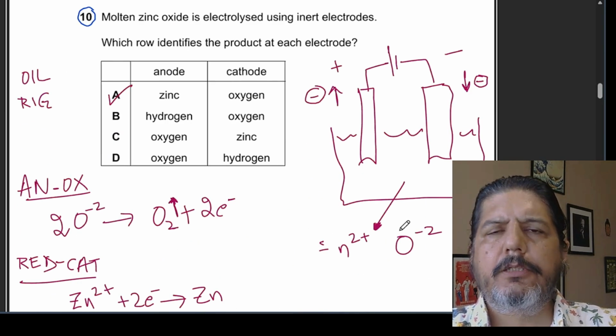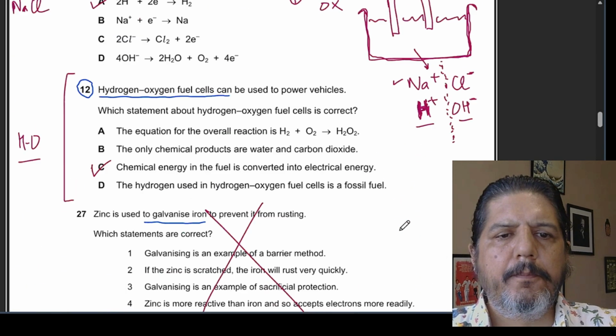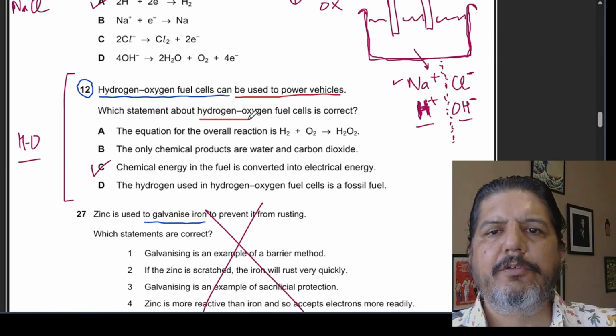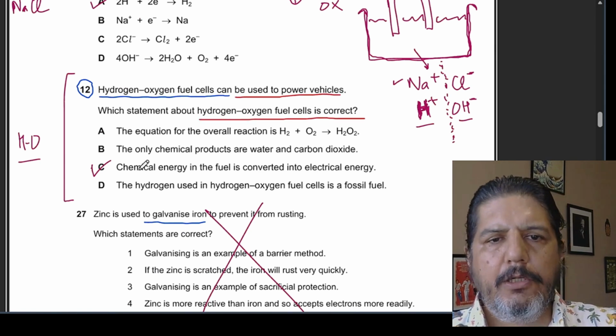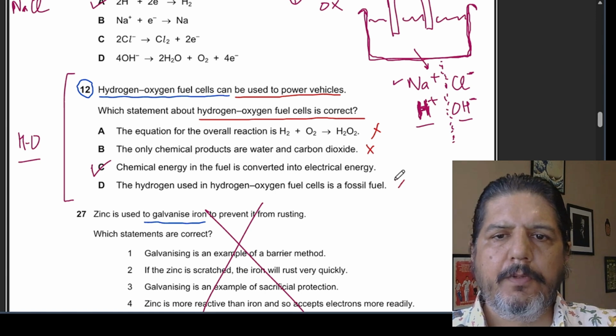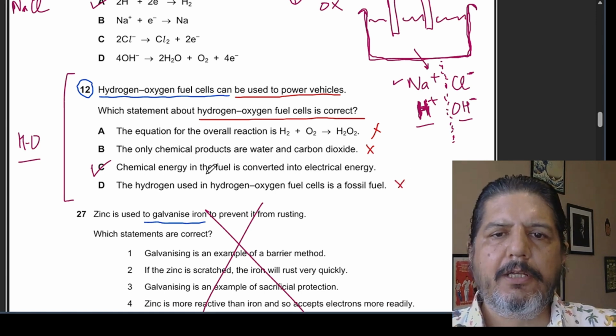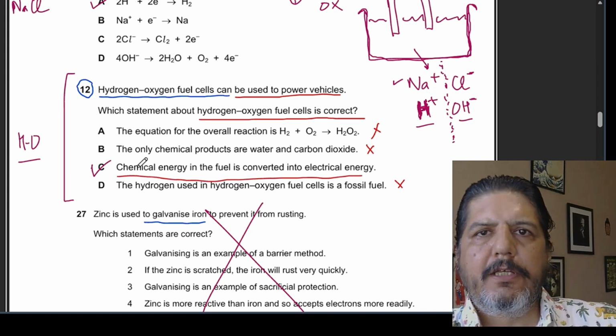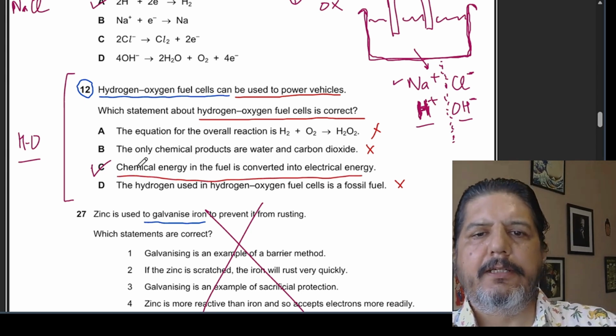There are three more questions. Hydrogen oxygen fuel cells can be used to power vehicles. Which statement about hydrogen oxygen fuel cells is correct? This is wrong. Again, this is wrong. Hydrogen used is a fossil fuel. Again, this is wrong. The correct answer would be that chemical energy in the fuel is converted to electrical energy. So chemical energy in the fuel is being converted into electrical energy.